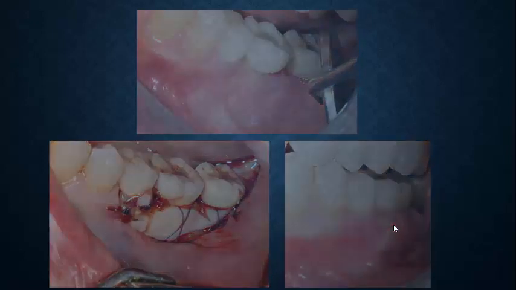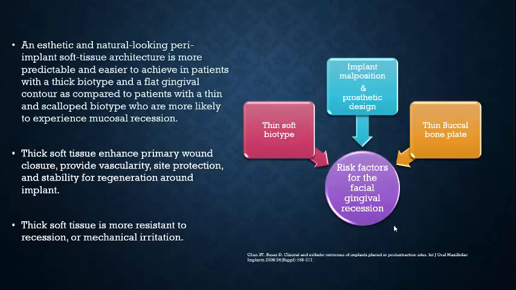So there are risk factors for facial gingival recession. We know a thin soft tissue biotype can lead to gingival recession over time around the neck of the implant. Also a thin buccal bone plate. When we have a thin biotype soft tissue, usually we will have a thin buccal plate also. A thin buccal plate is also a risk factor for gingival recession, exposure of the threads of the implant, and an aesthetic problem.